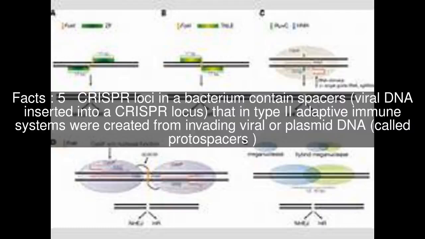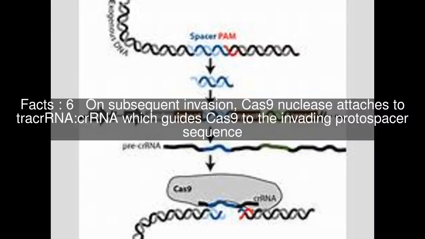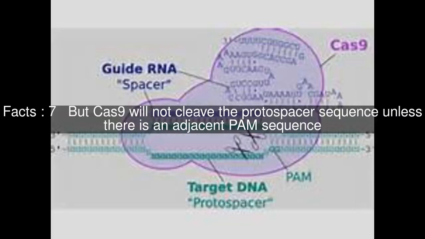CRISPR loci in a bacterium contain spacers, viral DNA inserted into a CRISPR locus, that in type 2 adaptive immune systems were created from invading viral or plasmid DNA, called protospacers. On subsequent invasion, Cas9 nuclease attaches to tracrRNA-crRNA, which guides Cas9 to the invading protospacer sequence. But Cas9 will not cleave the protospacer sequence unless there is an adjacent PAM sequence.